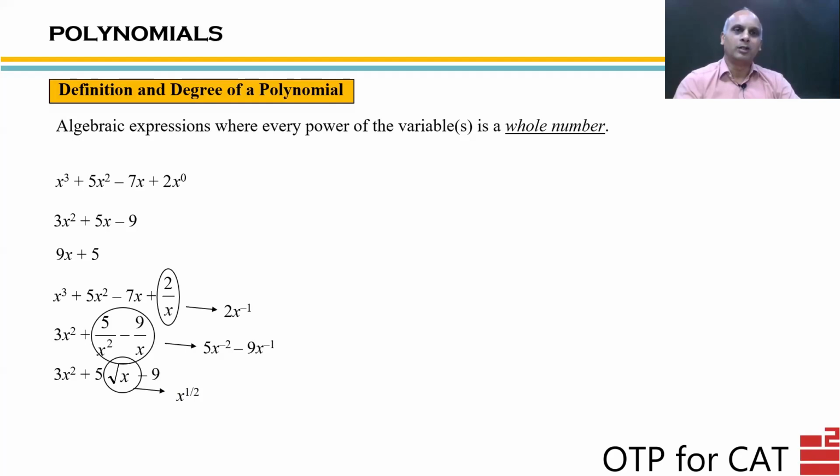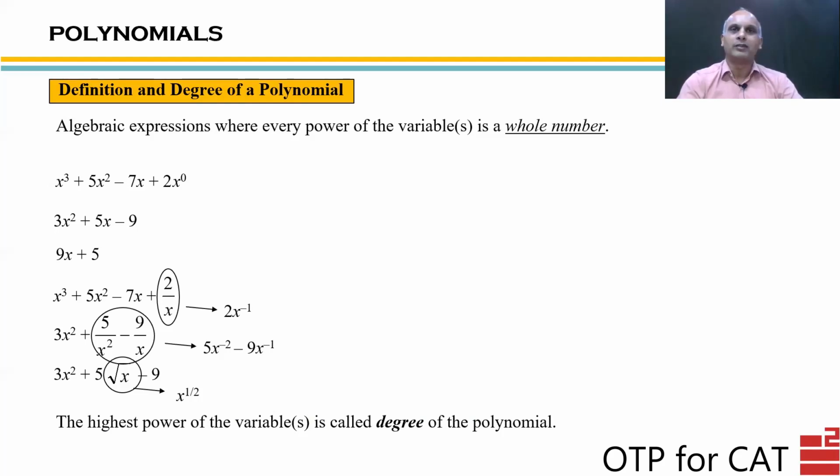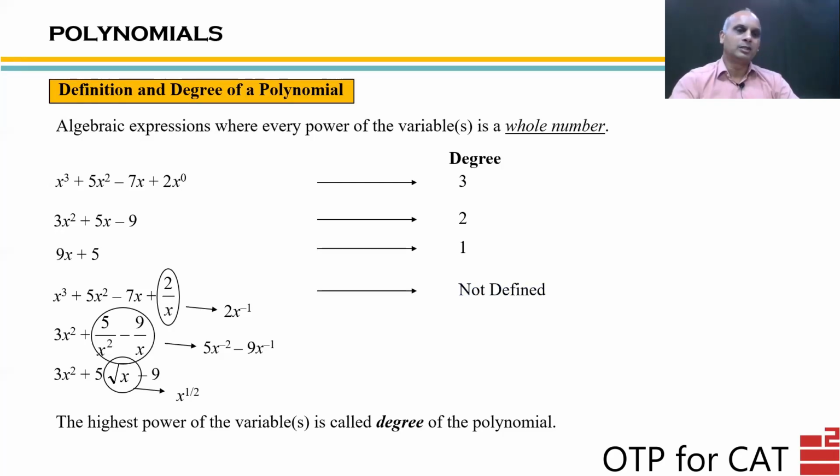The term degree of a polynomial is defined only if it's a polynomial. The degree means the highest power of the variable in the polynomial. So for example, if I look at the first example, which is x cubed plus 5x squared minus 7x plus 2, the highest power here is 3. So the degree is 3. In the second case, the highest power of x is 2, so the degree is 2. Obviously, in the third example, the highest power is 1, so the degree is 1. In the remaining examples, since none of them are polynomials, the degree is not defined.